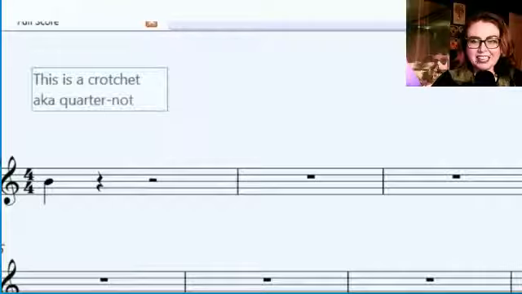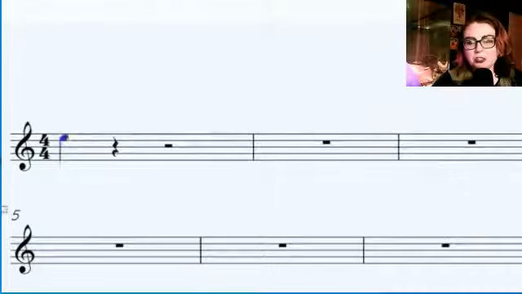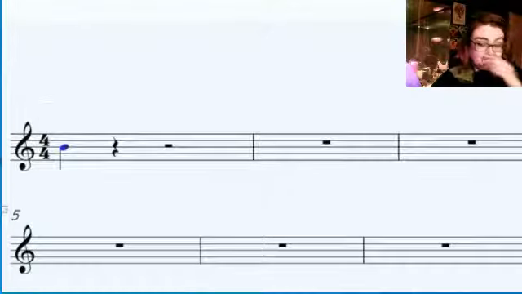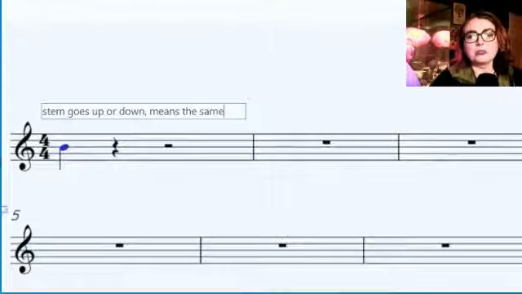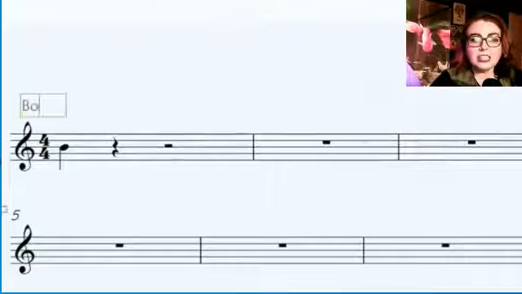No, I'm a scientist. So this is a crotchet, also known in America as a quarter note, known in Britain as a crotchet. I'm going up and down here just to show you that the stem goes up or down. Technically it doesn't make any difference. It's sometimes used just to highlight different groups of notes by giving them all stems going up or stems going down, but it's all one.